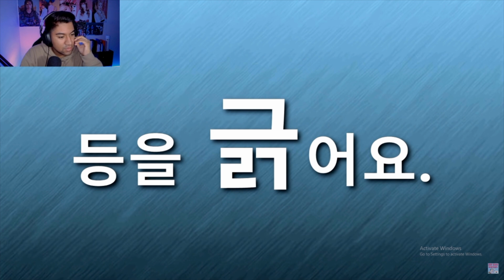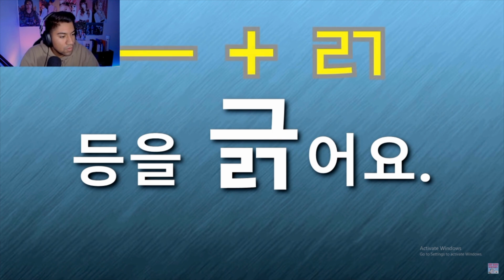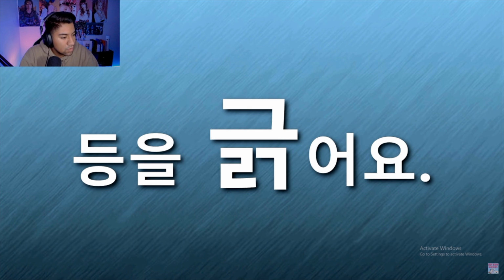등을 긁어요. This sentence means I scratch my back. Here, the first syllable in 긁어요 is a 4-letter syllable, and this syllable uses the horizontal vowel and 2 consonants at the bottom. So we know that sounds travel through the empty consonant, and this is important to know, especially for 4-letter syllables. Let's take a look at a few more examples of 4-letter syllables and sounds that flow through the empty consonant.